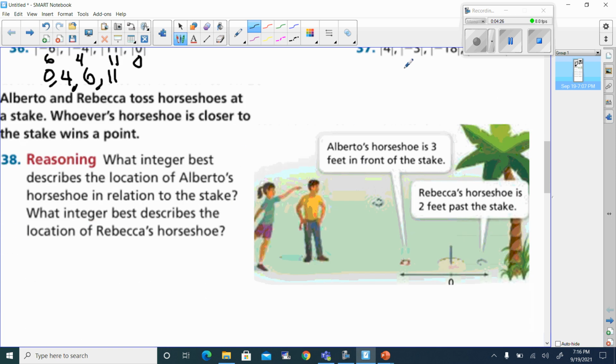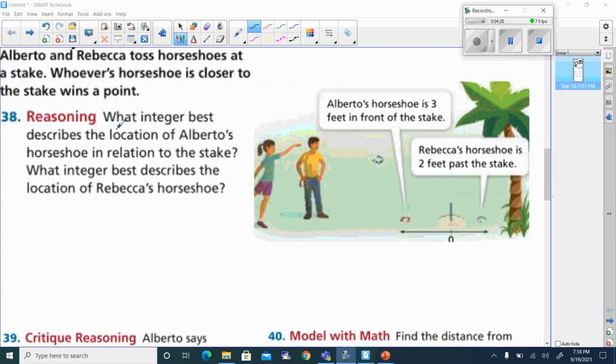All right, we're on number 38. Number 38 says, Alberto and Rebecca toss horseshoes at a stake. Whosoever's horseshoe is closer to the stake wins a point. Well, Alberto's horseshoe is 3 feet from the stake. Didn't quite make it to the stake, but it's 3 feet from it. But Rebecca's horseshoe is 2 feet past the stake.